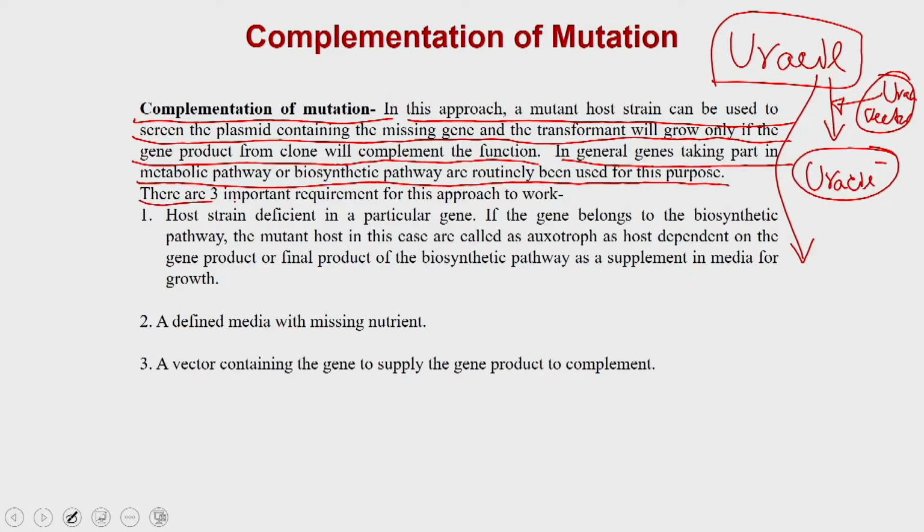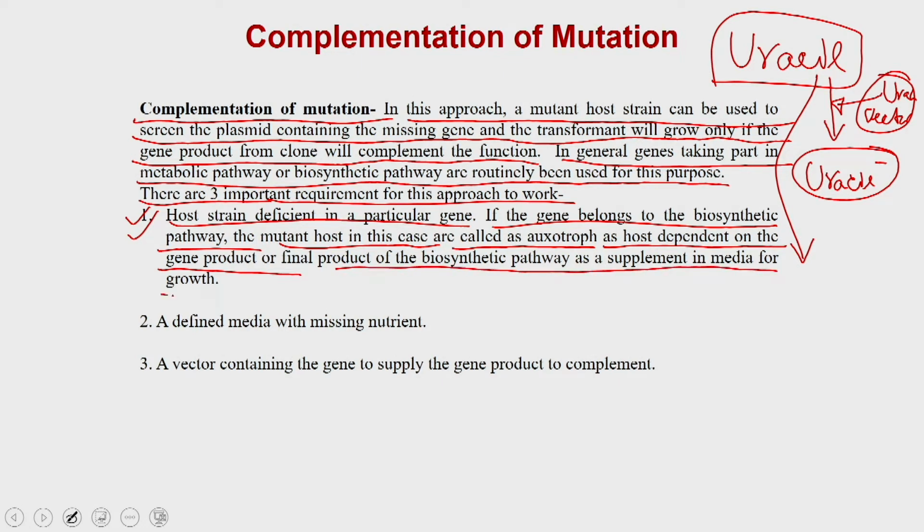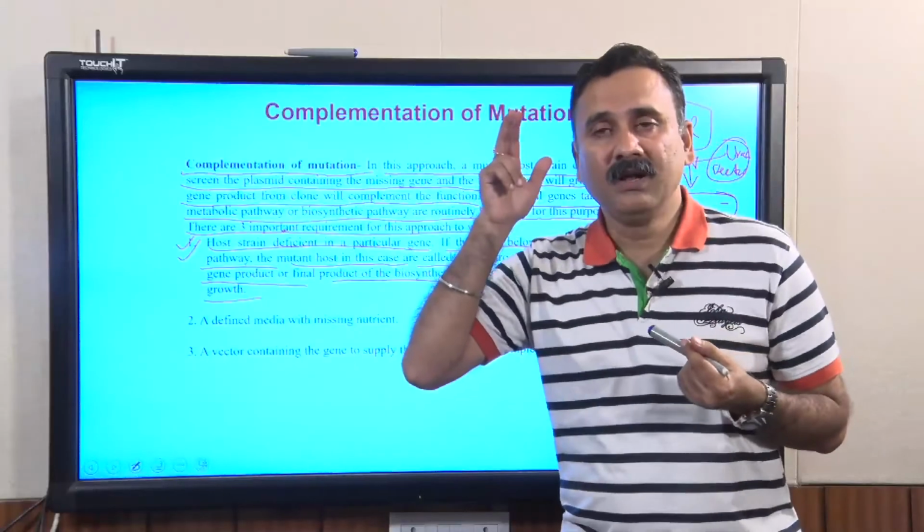There are three important requirements for this approach to work. One, which is very important, is that you should have a host strain which is deficient in a particular gene. If the gene belongs to the biosynthetic pathway, the mutant hosts in this case are called auxotrophs, as the host depends on the gene product or the final product of the biosynthetic pathway as a supplement in media, which means the first requirement to use this particular screening method is that you should have a host strain which is deficient in that particular enzyme or that particular factor.